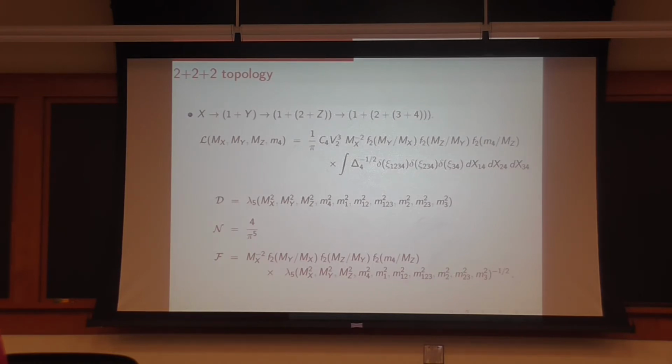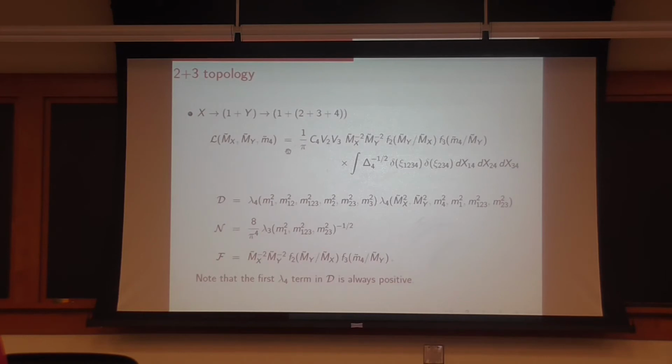But for example, if you look at the 2 plus 3 topology, so first a 2-body decay and then a 3-body decay, here's what happens. Since we have only 2 vertices, we only have 2 delta functions, but 3 integrals. 2 of them will kill these 2 delta functions. And we need to complete one more integral. This delta 4, or 1 over square root of delta 4, is quadratic in that variable. So it's going to be a not so difficult integral at the end.